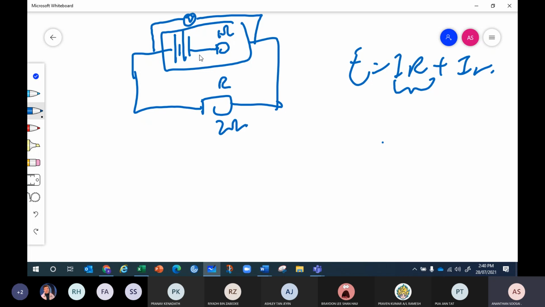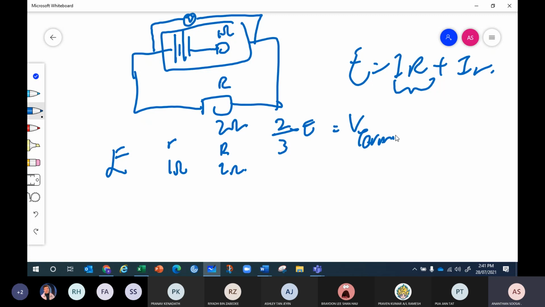So if you use Kirchhoff's law, the EMF is shared by two resistances, the 1 ohm internal resistance and the 2 ohm in this case. How much fraction of the EMF will be used up by the 2 ohm? It's a ratio, 2 over the total resistance of 3. So in this case, the terminal PD will be 2/3 E.